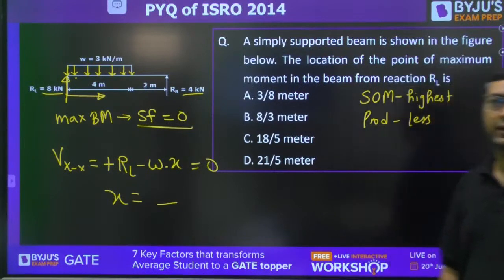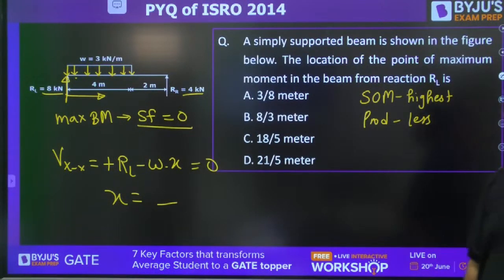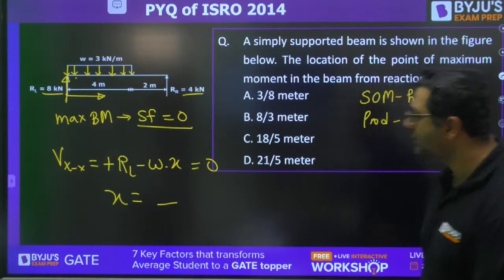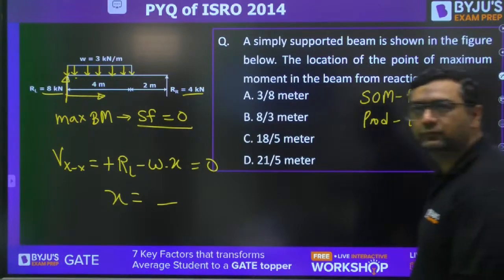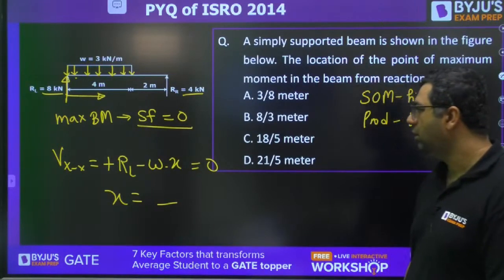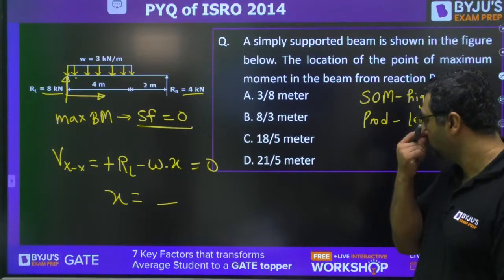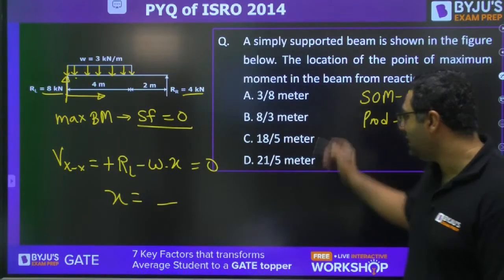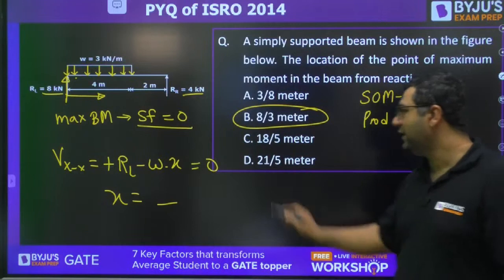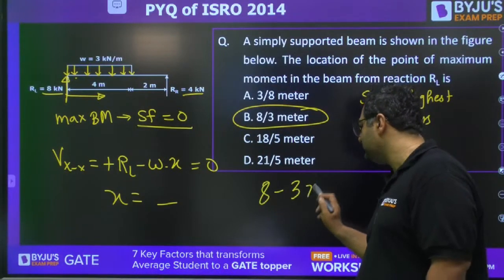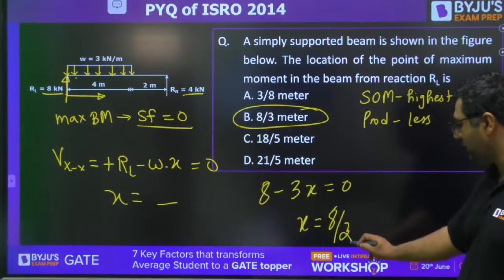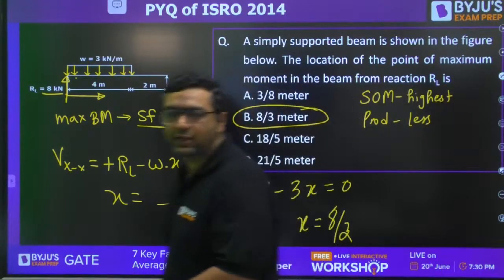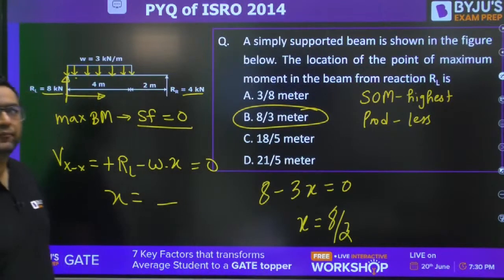Yes, everybody. Aspirant is saying 8 by 3. What about others? Very good. Answer will be 8 by 3, because the equation is 8 minus 3x is 0. X will be 8 by 3. So here you will get the maximum bending moment, where shear force is changing its sign.